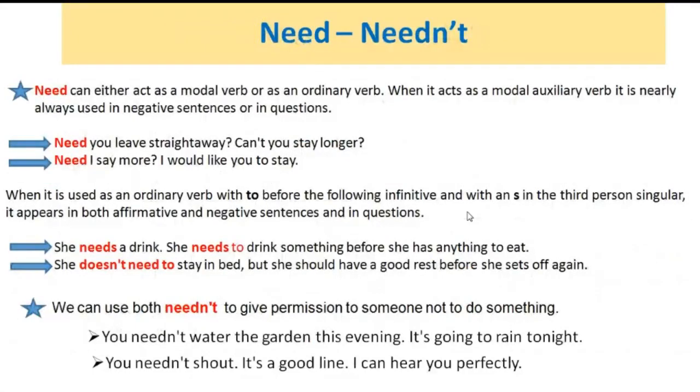Let's move on with need and needn't. Need can either act as a modal verb or as an ordinary verb. When it acts as a modal auxiliary verb, it is nearly always used in negative sentences or in questions. Need you leave straight away? Can't you stay longer? Need I say more? I would like you to stay.